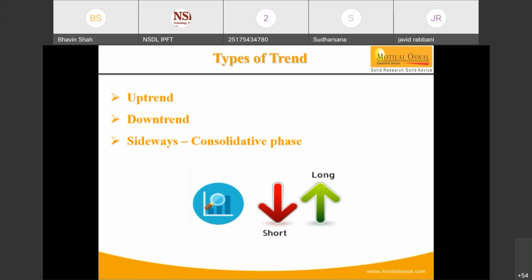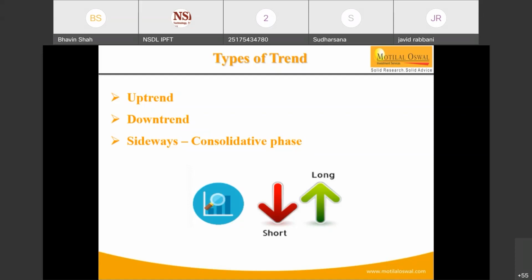Same goes with the downtrend. Whenever the market is going down or is in a downtrend, the general perception is that we keep on buying the dips, but buy on dips should actually be done in an uptrend. So it's very important for us to understand whether the market is in an uptrend or a downtrend. In a downtrend market, the ideal thing to do is sell on rise.